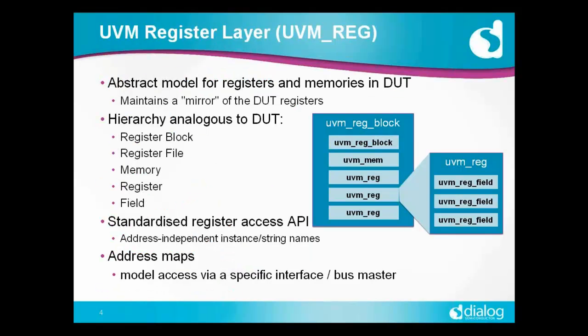So what does the UVM Register Layer give you? I use the name UVM Reg. I think that's one of the things you'll see in the literature: people tend to call it UVM Reg or UVM Register Layer. It's an abstract model for the registers and memories in the DUT.